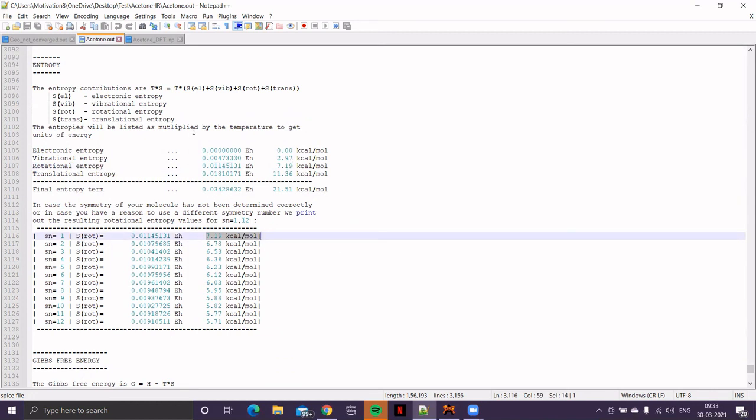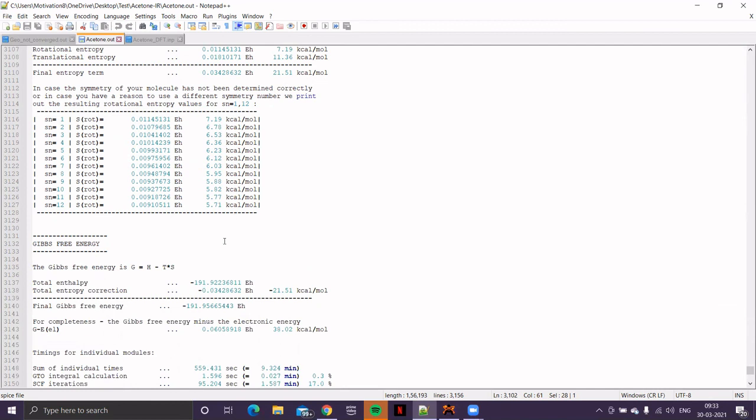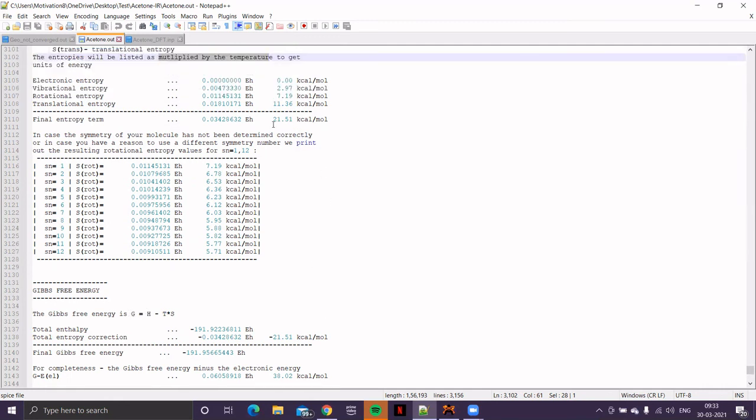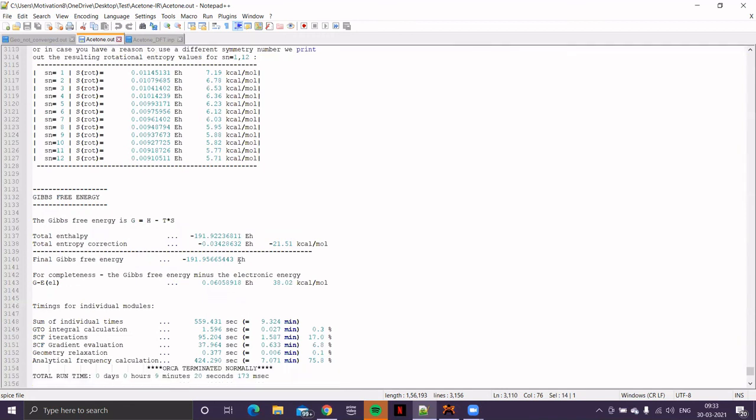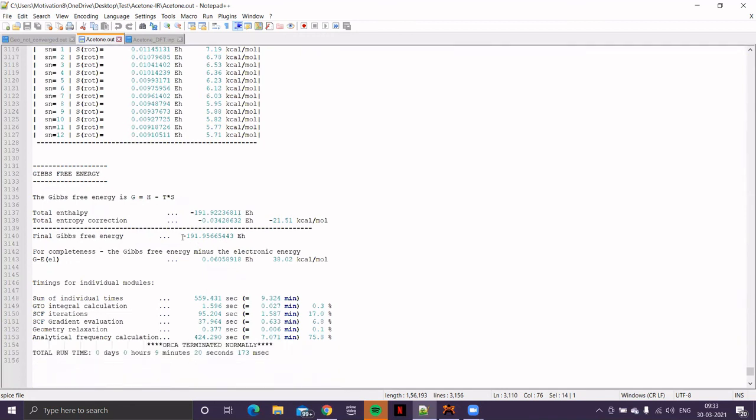Once you have the entropy, you multiply with the temperature to get the TS value, and you subtract this temperature times entropy from the enthalpy to get the free energy. So the total 21.51 is the value of temperature times entropy. You subtract that 21.51 from this enthalpy, and you get the Gibbs free energy. These are very important values which we get from the frequency calculation. So one, the IR spectrum, second, the nature of the stationary point, and third, thermochemistry. That's for today's session. Good day.